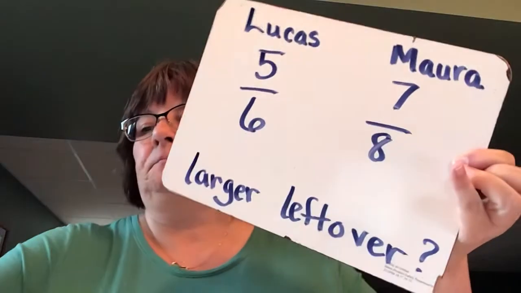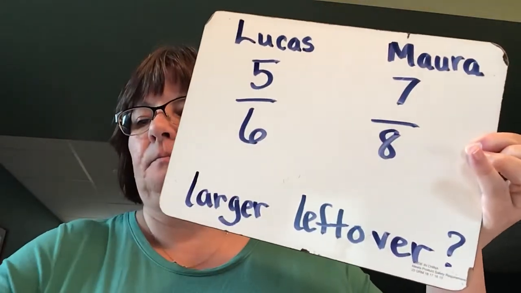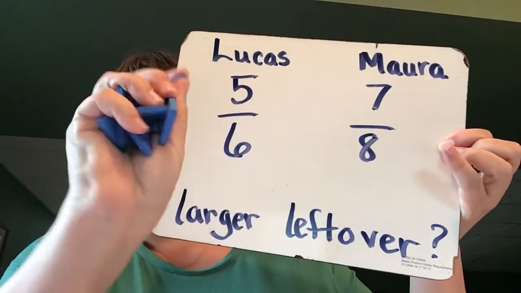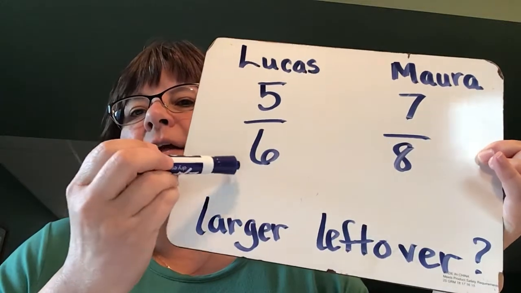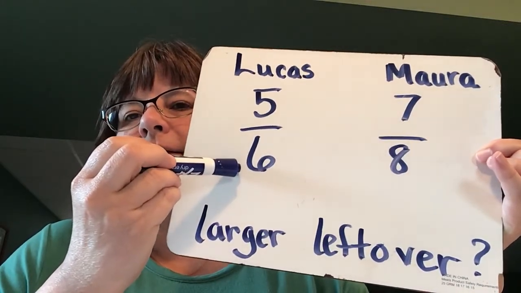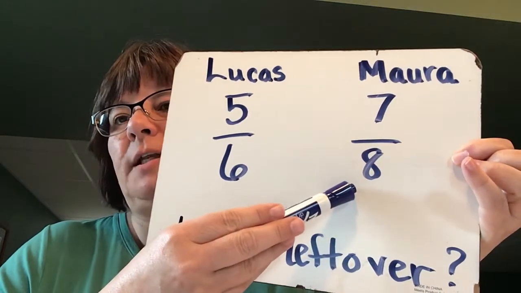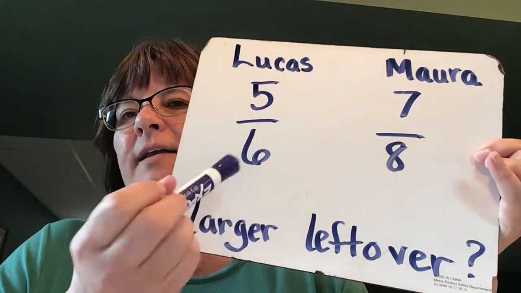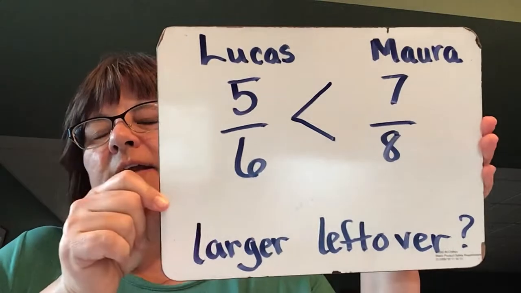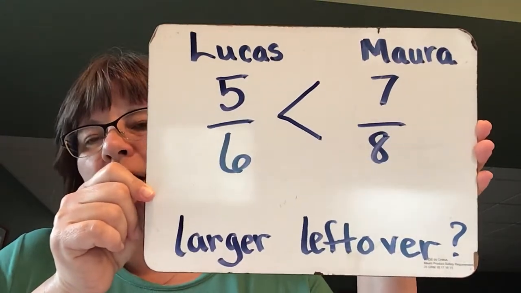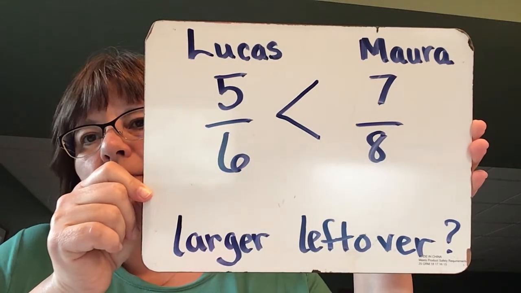Now, if we were comparing what they ate, these blue pieces, light blue to dark blue, then we'd be comparing 5/6 to 7/8. And since Lucas had the biggest leftover, he didn't eat as much as she did. I proved that when his leftover was bigger. So he didn't eat as much. So I would say 5/6 is less than 7/8. And I justified that by working with my fraction circles and showing it with my fraction circles.